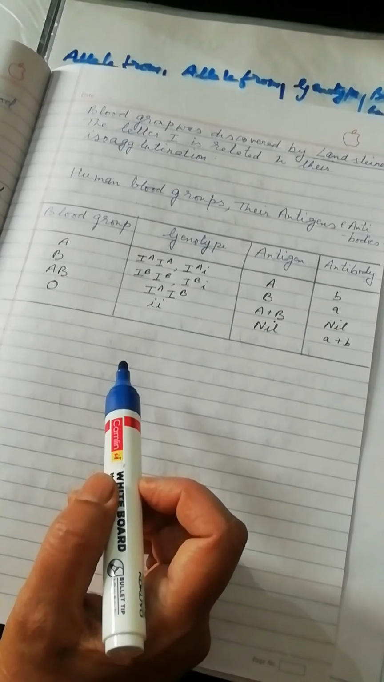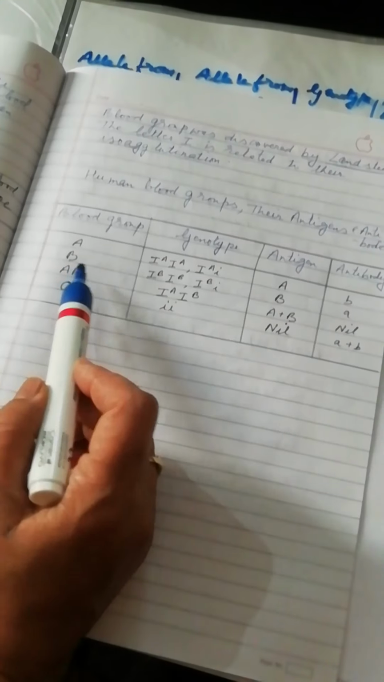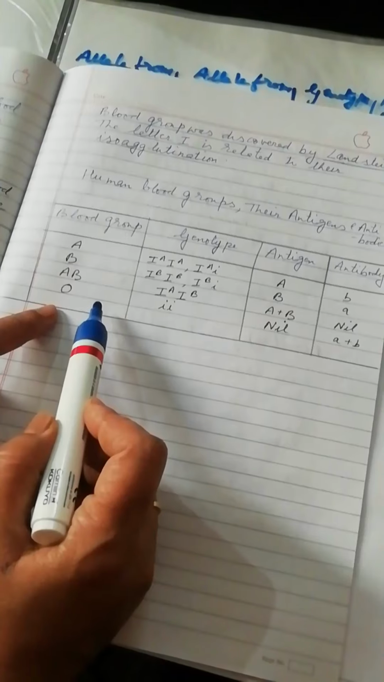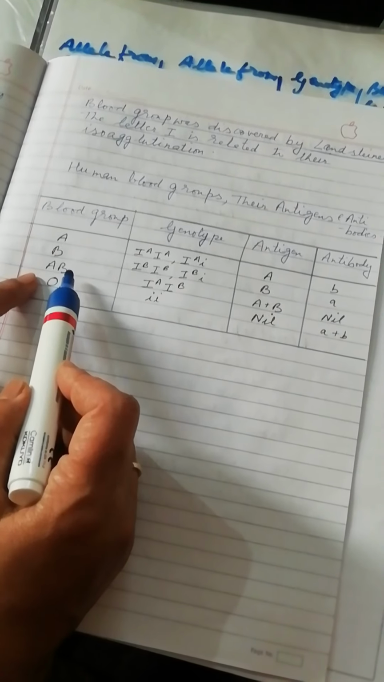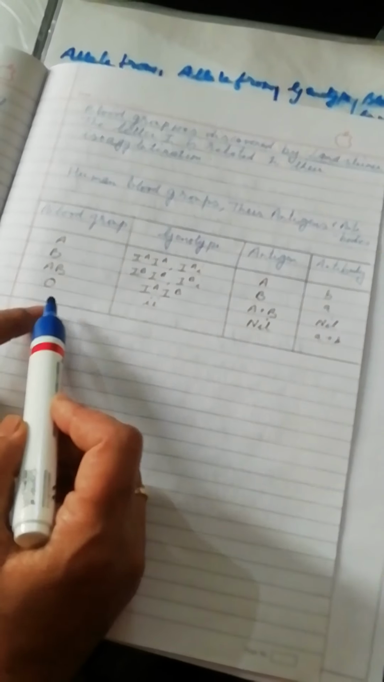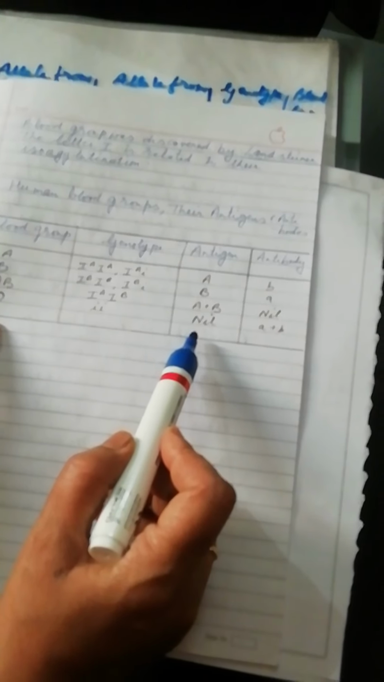Now you find that A can give blood only to A, B can give to B only, but O is the universal donor and AB is, remember, the universal recipient. Why can AB receive blood from any group? Because it does not have any antibody. Why is O a universal donor? Because it has no antigen on it.